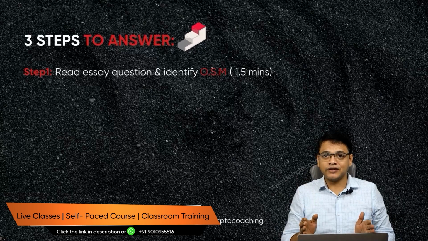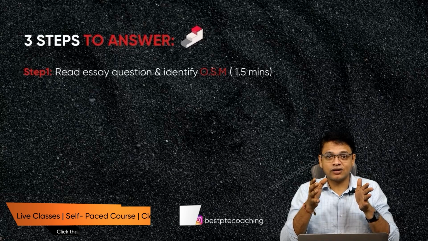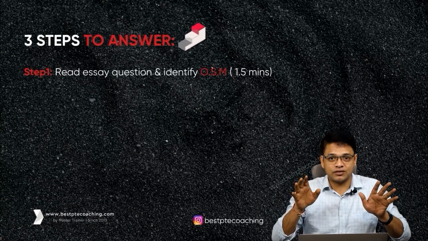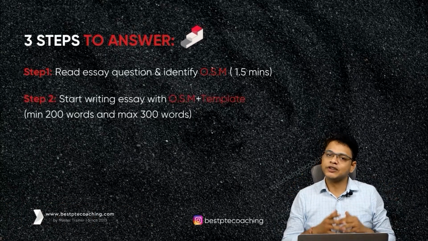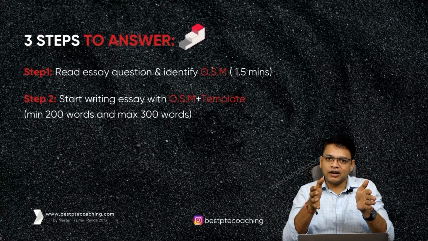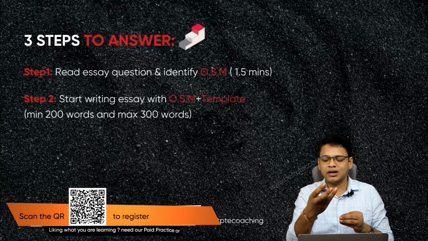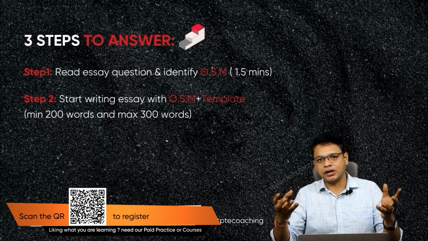So in 20 minutes, we are investing 1.5 minutes in pulling this information from the essay question. Now, since we have OSM, we use our proven template. To the proven template, we add up what? The other keywords, the statement, and the main keyword.